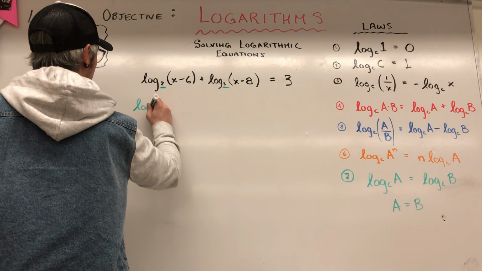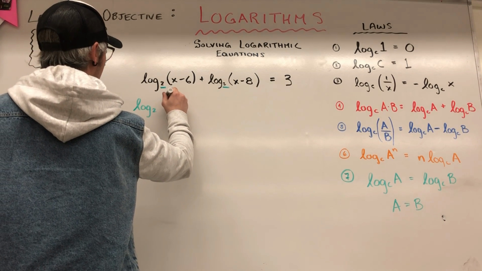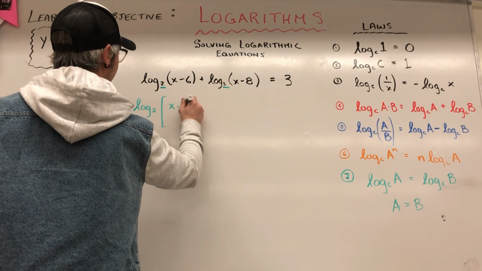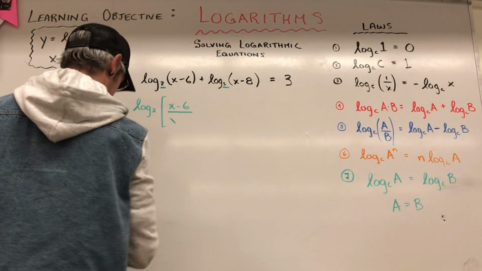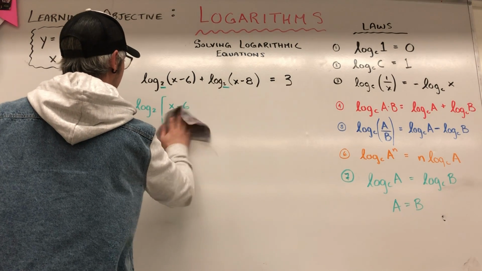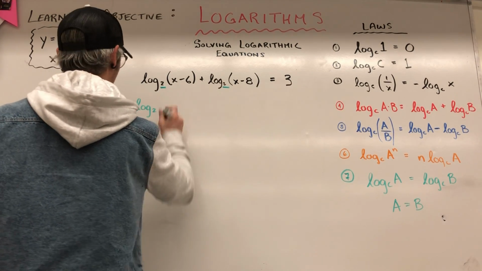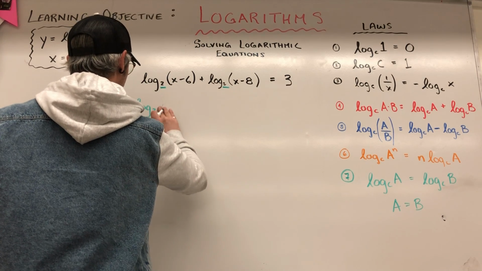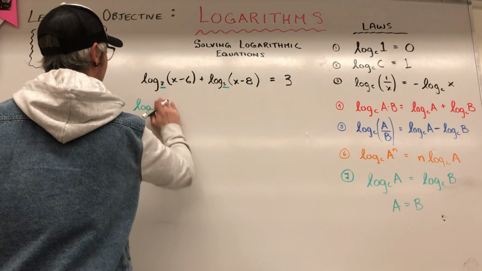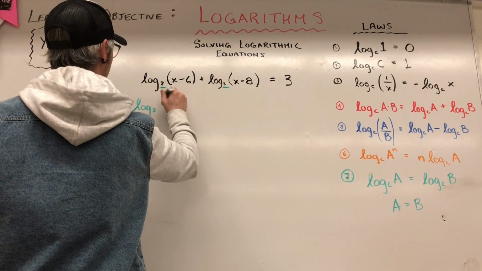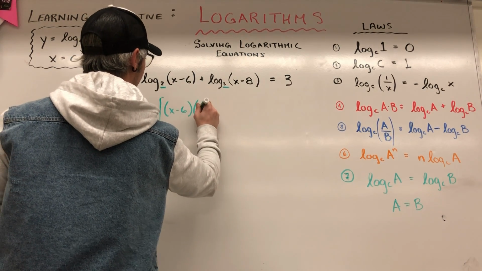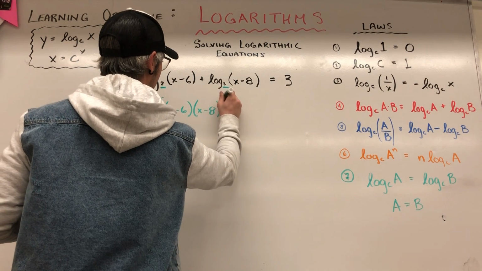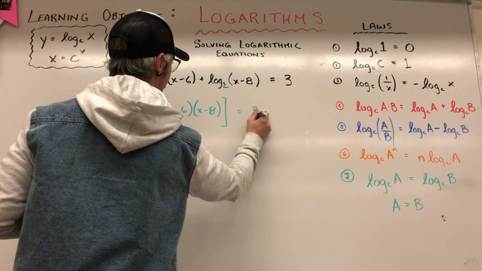Log base 2 of x minus 6, or sorry, it's going to be x minus 6 times x minus 8, a times b, because we're adding. So it's x minus 6 times x minus 8 is equal to 3.